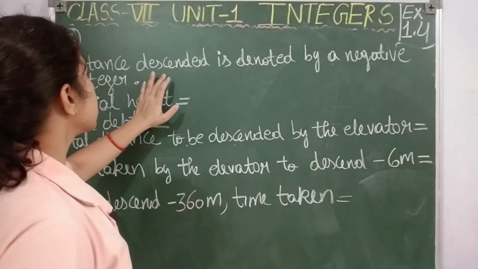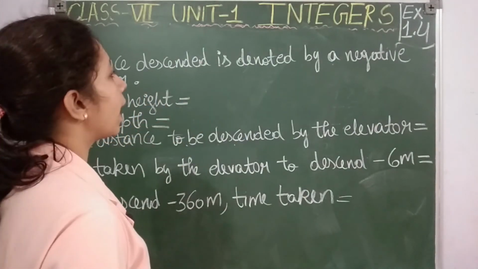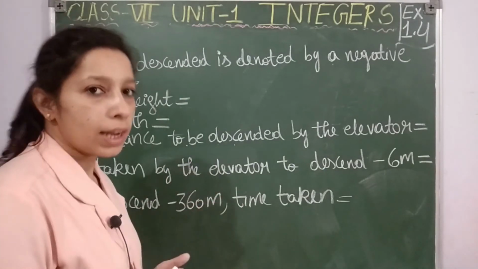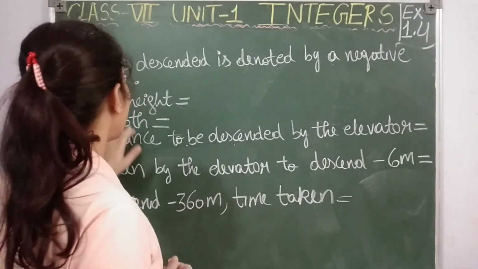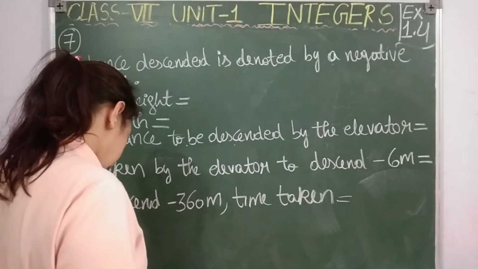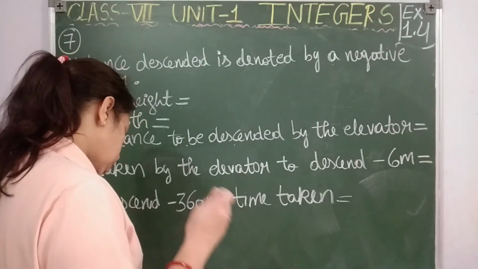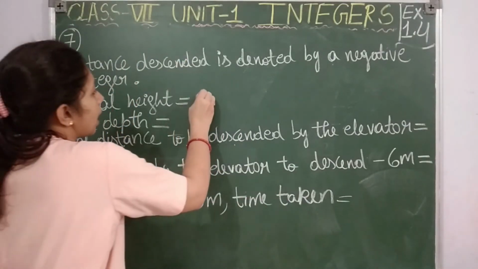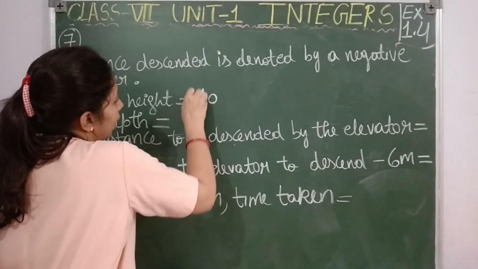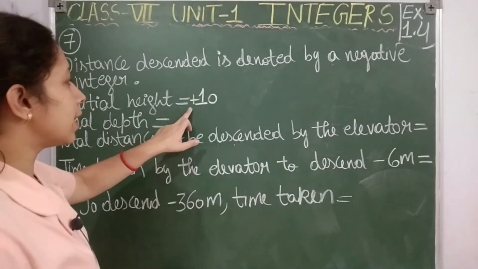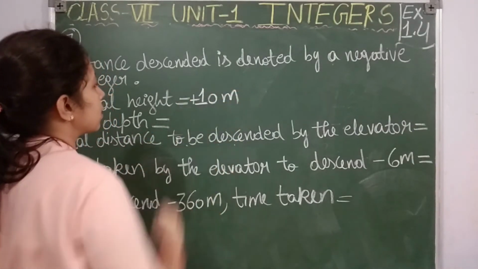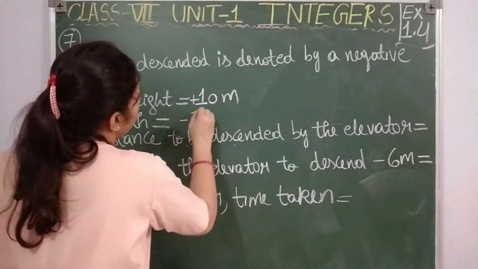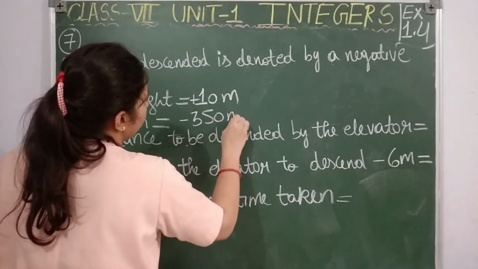So distance descended is denoted by a negative integer. Okay, when there is a decrease, we will denote it with a negative integer, students. Then initial height means the starting height. Second line of the question, if the descent starts from 10 meter above the ground level. So the descent is starting from 10 meter above the ground level. Above the ground level, that's why I have written plus 10 here. Clear, students? Then final depth means up to where it has to reach? It has to reach up to minus 350 meters below.